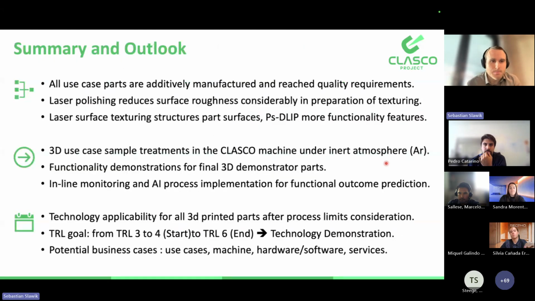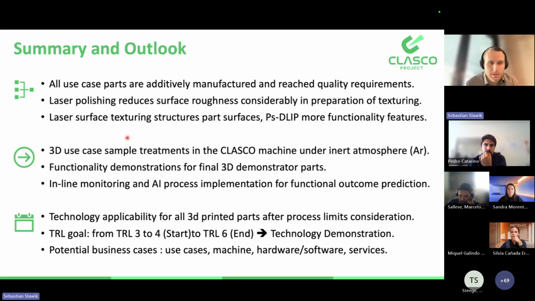Yeah, short summary and outlook. So all use case parts have been additive manufactured and reached quality requirements. Laser polishing reduced the roughness considerably. After laser polishing, the laser surface texturing structured the part surfaces. Picosecond DLIP gives us more functionality features here.